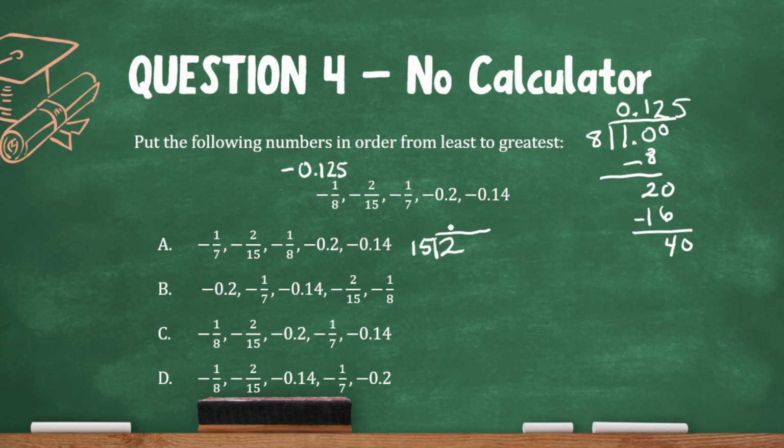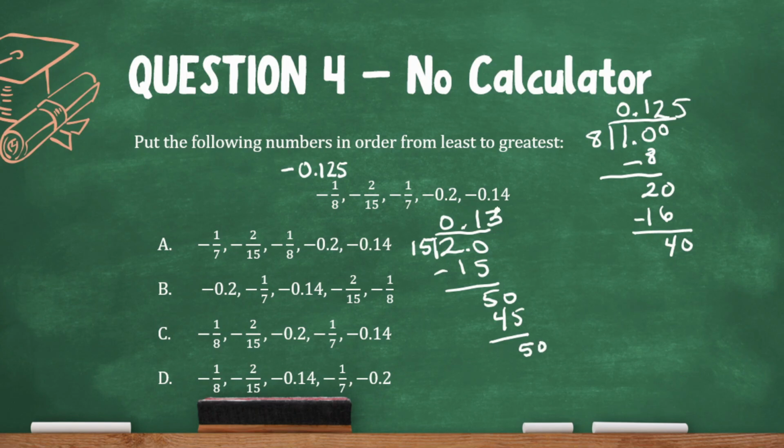Fifteen goes into 2 0 times. We'll go ahead and add a decimal point. 15 goes into 20 once. Let's subtract. 15 goes into 50 3 times. 15 times 3 is 45. Let's subtract, and we get another 5.